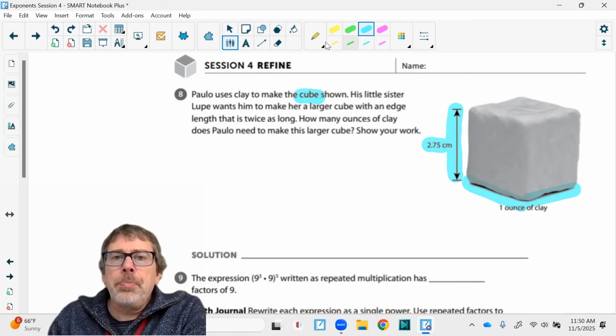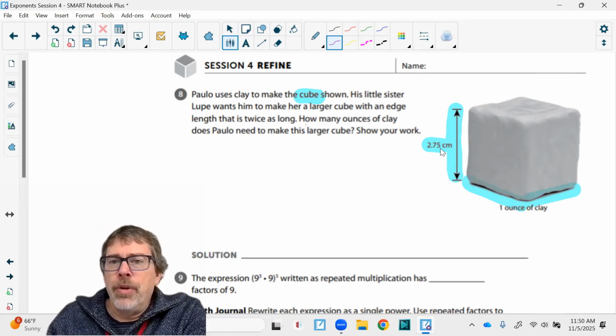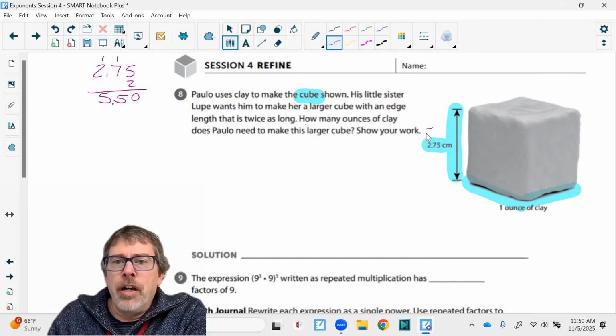All right, so his little sister Lupe wants him to make her a larger cube with an edge length that is twice as long. How many ounces of clay does he need to do that? Well, if we double 2.75, that's multiplying by 2. That would be 5.5 centimeters. So we're going up to 5.5 centimeters.